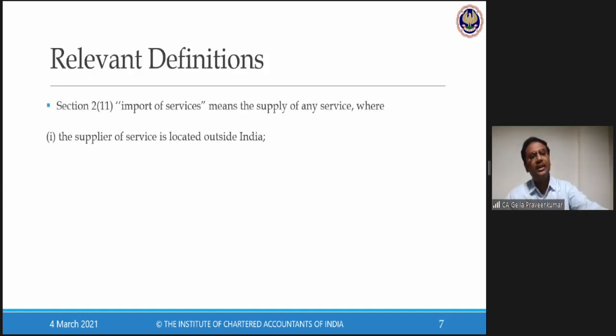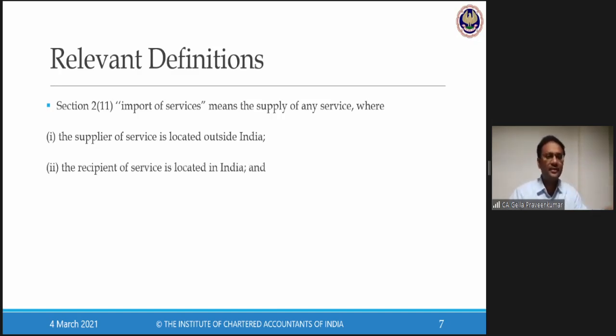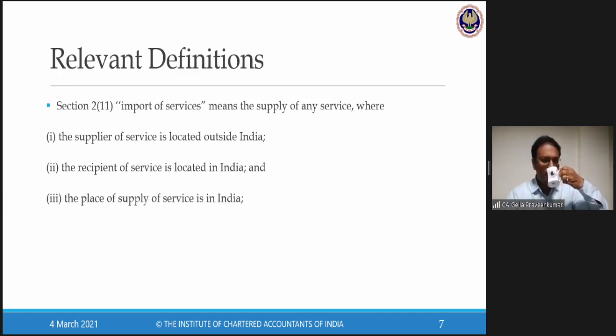Import of service. When do I say import of service has taken place? Import of service means a supply of any service where the supplier of service is located outside India, the recipient of service is located in India, and the place of supply of service is in India. Now, a simple definition for import. For this, I need to look into section 12 of the IGST Act. I'll give you a couple of examples.